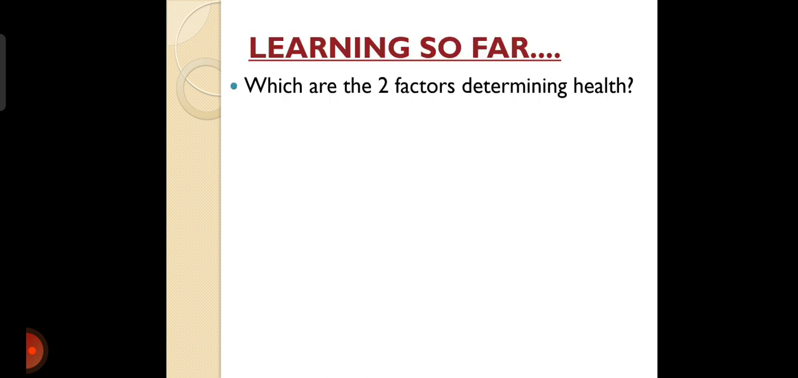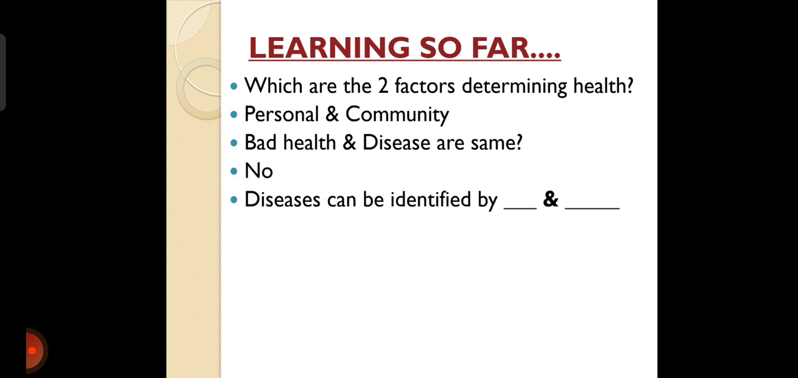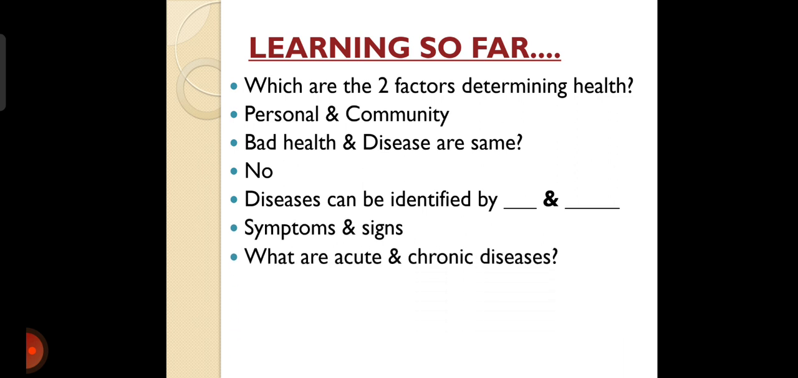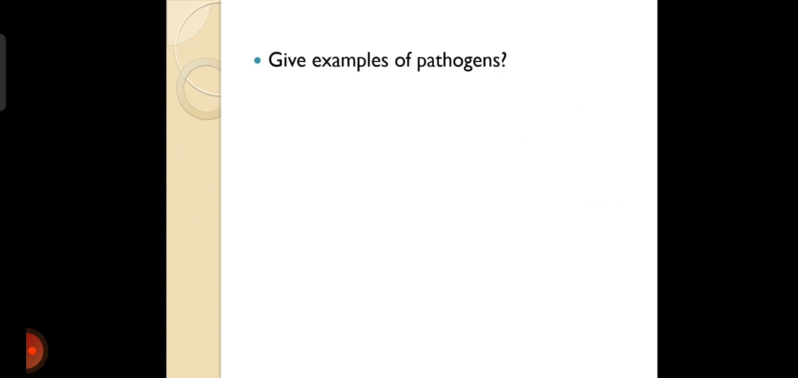So dear students, till now what have we learnt? We have learnt what the two factors are which determine health, that is personal and community. What do you mean by bad health and disease? Are they the same? No. Diseases can be identified by signs and symptoms. What are acute and chronic diseases? Depending upon the duration, one being short term and the other long term, we are able to decide whether it is an acute or a chronic disease.